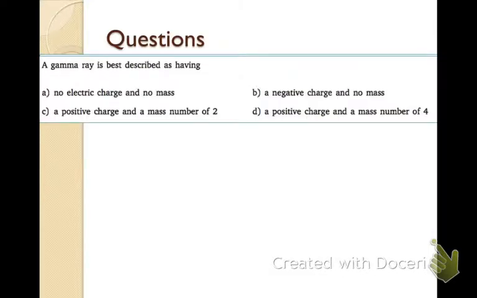A gamma ray is best described as having A, no electrical charge and no mass. Okay. B, a negative charge and no mass. So we know that the gamma ray is going to be 0, 0, gamma. There's no protons, no neutrons. So the mass is going to be 0, and the number of protons or charge is going to be 0 as well. So we can pretty much eliminate all of these except for A.